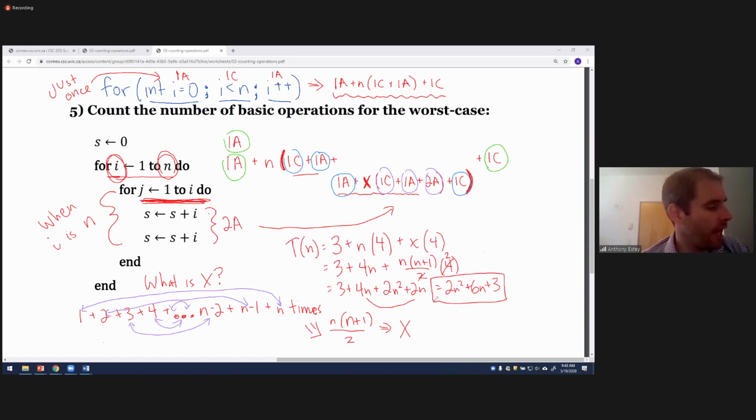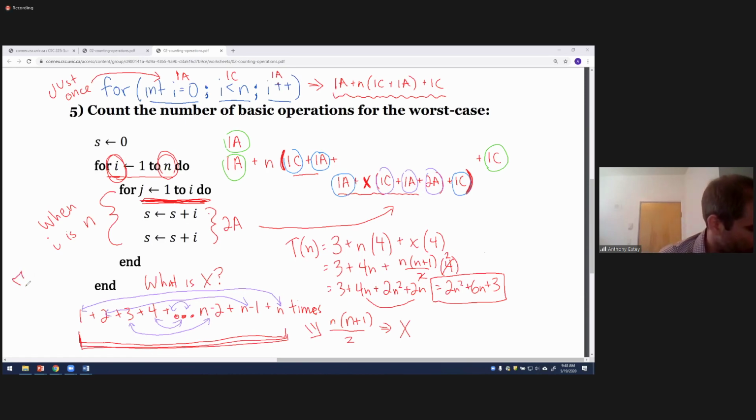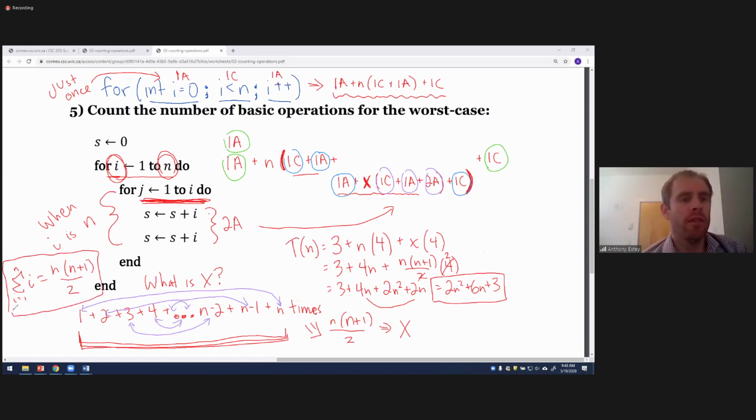So the sum of terms from 1 to n, that is a formula. I just wasn't sure if this was something that you'd memorize at this point. So I just drew out this equation as opposed to saying that this is something that we can use.